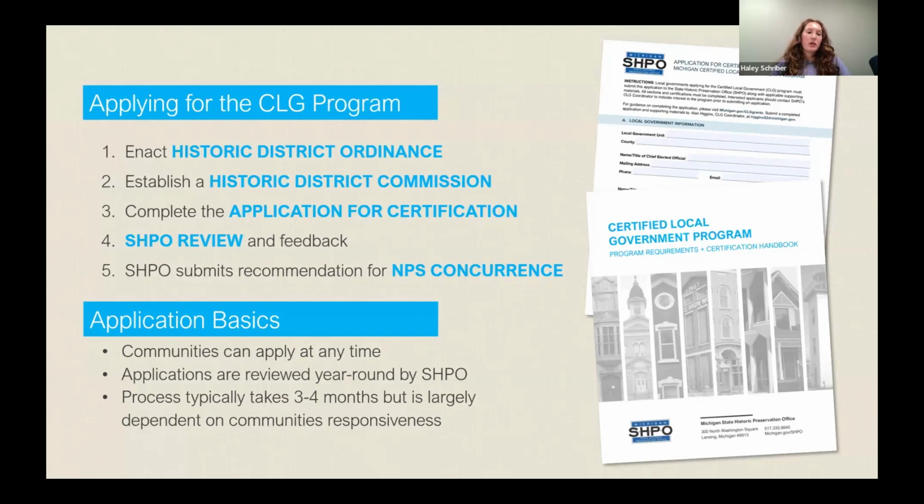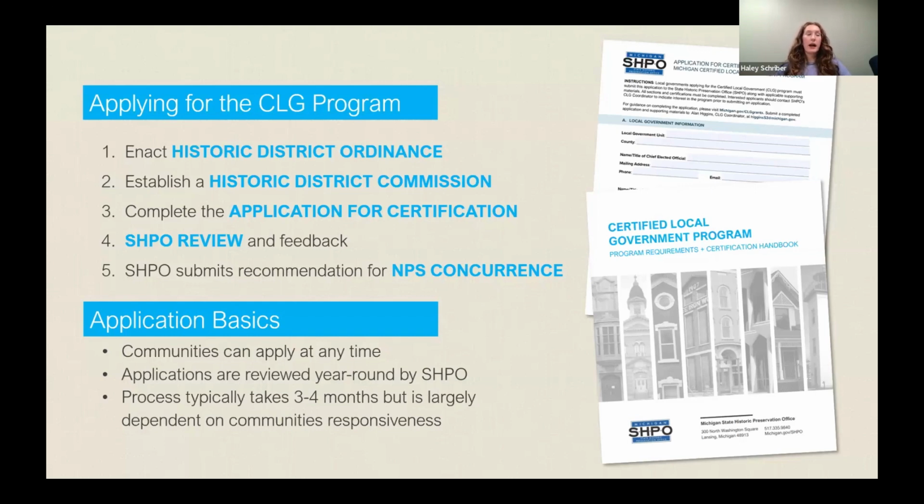Step two would be establishing a historic district commission. Once that is done, you can then begin the paper application process. I say paper, but you can also do it electronically. But filling out the application, you would then send that to me at the SHPO office for certification. At that time, I'll review it, make sure there's nothing that needs to be either tweaked or corrected. Send it back to you if we need revisions. And then once I receive the final copy, I submit it to the National Park Service for concurrence.